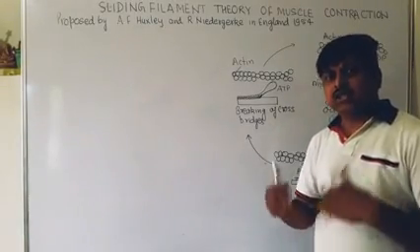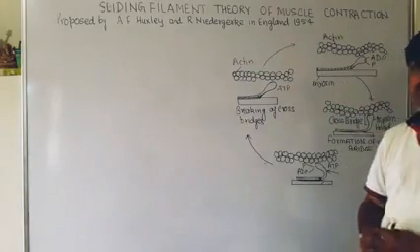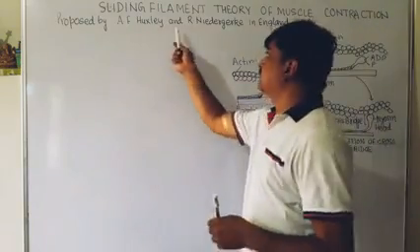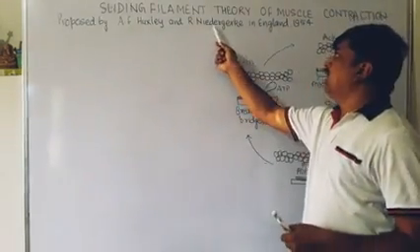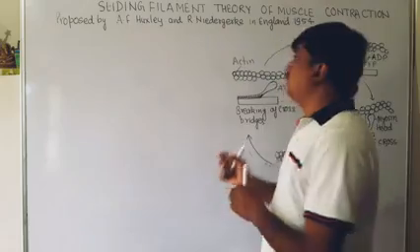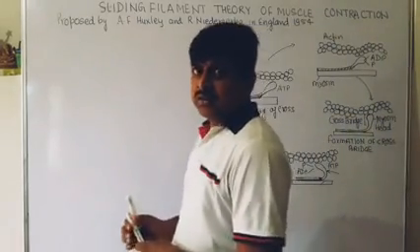हम लोग यही theory पढ़ेंगे. We will study this theory only. Clear? And this theory was given by A.F. Huxley and R. Niedergerke. Clear? In the year 1954 in England. Clear, students?